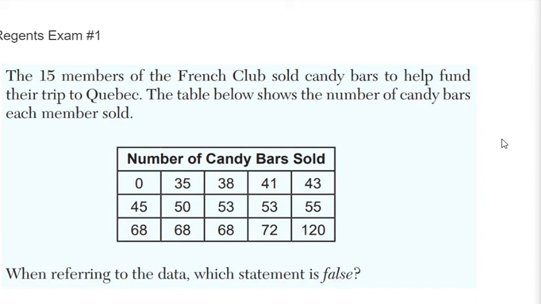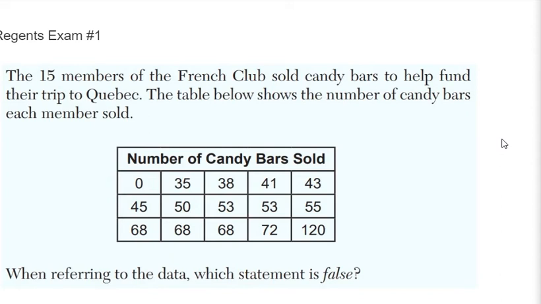Regents exam number 1, question number 16. The 15 members of the French club sold candy bars to help fund their trip to Quebec. The table below shows the number of candy bars each member sold. When referring to the data, which statement is false?